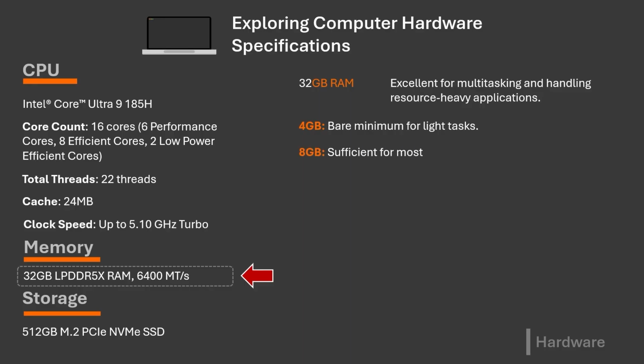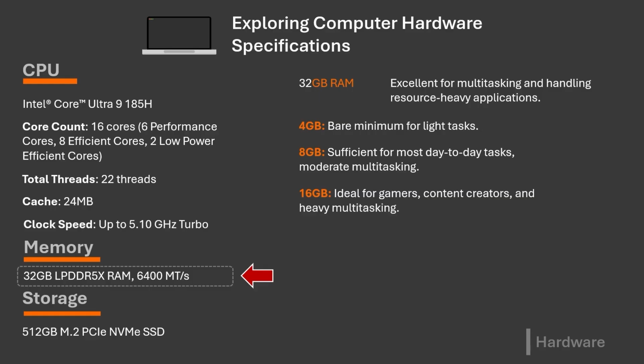8 gigs is sufficient for most day-to-day tasks and moderate multitasking. But still, demanding applications or heavy multitasking can strain this amount. 16 gigs is ideal for gamers, content creators, and heavy multitasking. It provides a smooth experience for most modern applications and games.